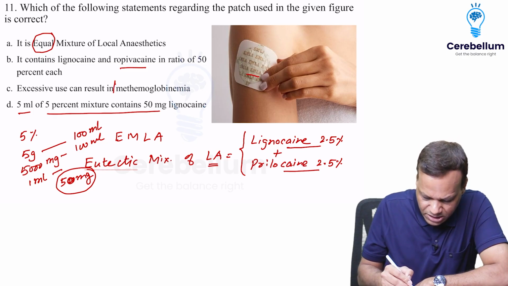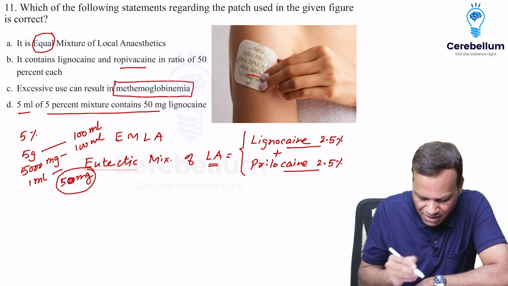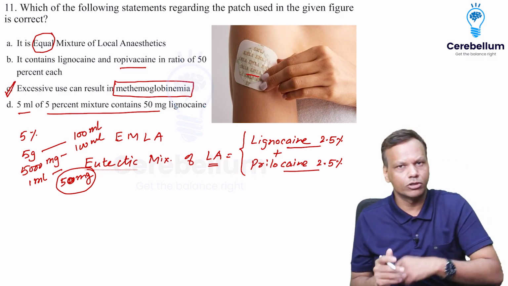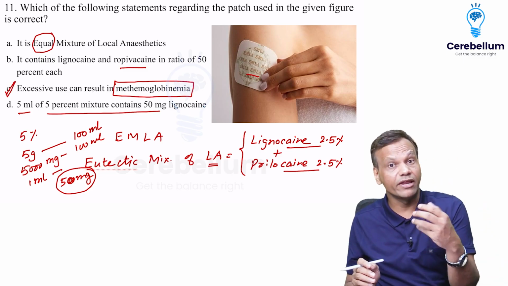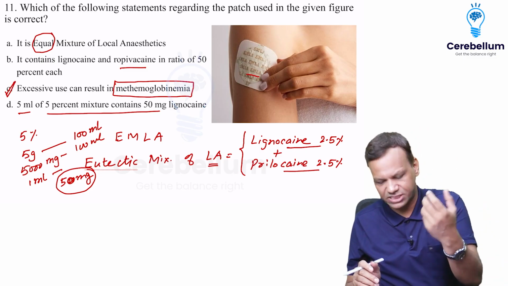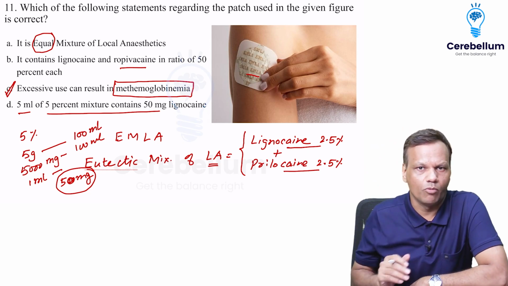So the answer here is prilocaine, we know it can cause methemoglobinemia. Although the risk is much lesser, in infants and at-risk patients, there is a risk of methemoglobinemia.